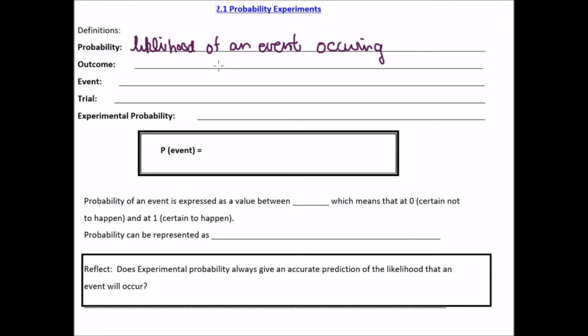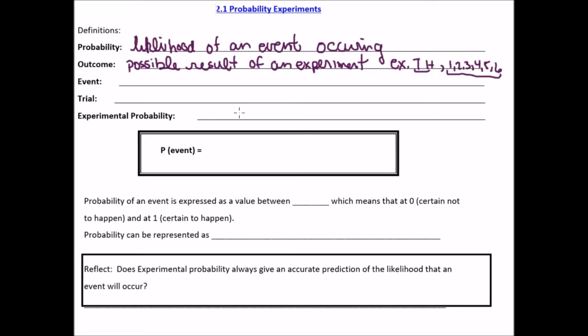Okay, and what is an outcome? So when we talk about outcome, we talk about a possible result of an experiment. So for example, if you are tossing a coin, you could get a tails or a heads. If you're rolling dice, or a die, you could get a 1, a 2, a 3, a 4, a 5, or a 6. Those would be the possible outcomes for those events.